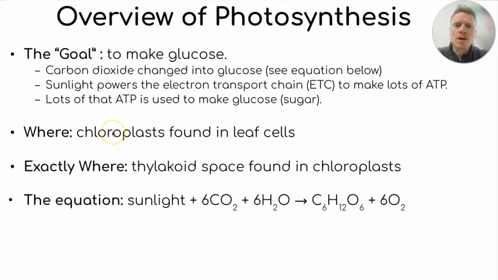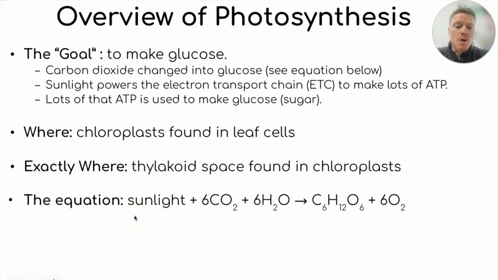So where does this occur? Sunlight is absorbed in the chloroplast. That's a membrane-bound organelle that's found in plant cells. Specifically, it's found in the leaf cells on the surface closest to the sky, facing upwards towards the sun. Where exactly? It's happening in the thylakoid space found within the chloroplast, which we'll go over in just a second. The equation for photosynthesis is right here.